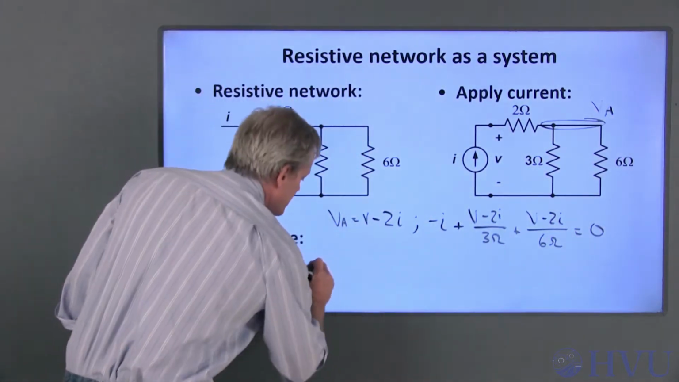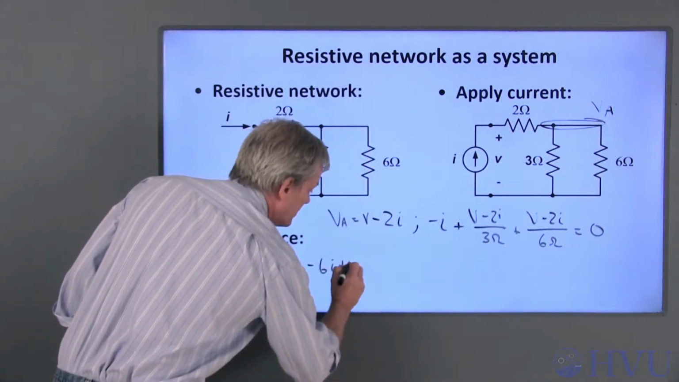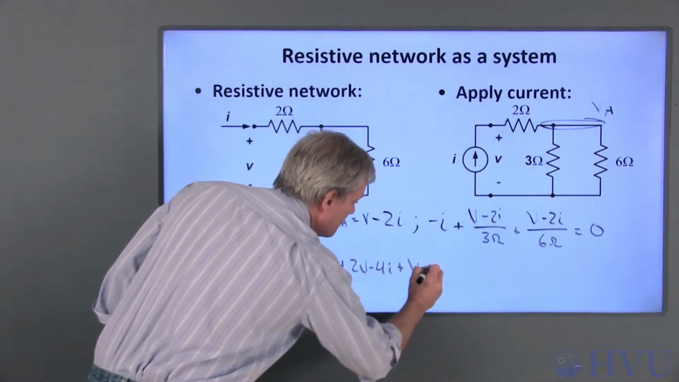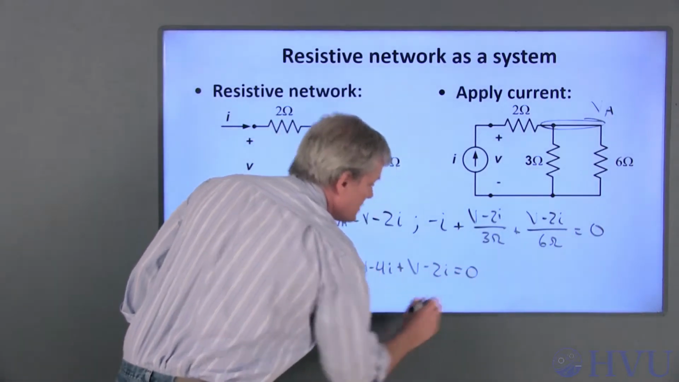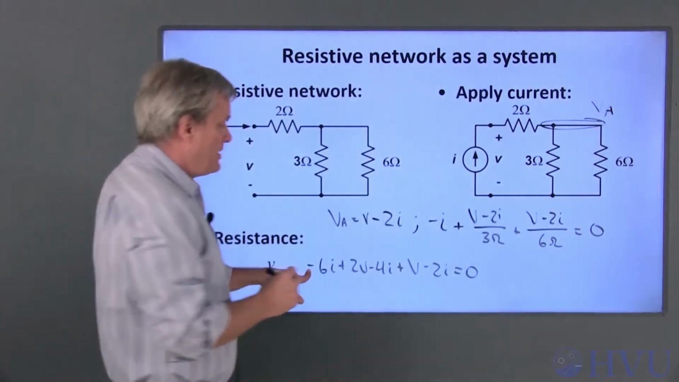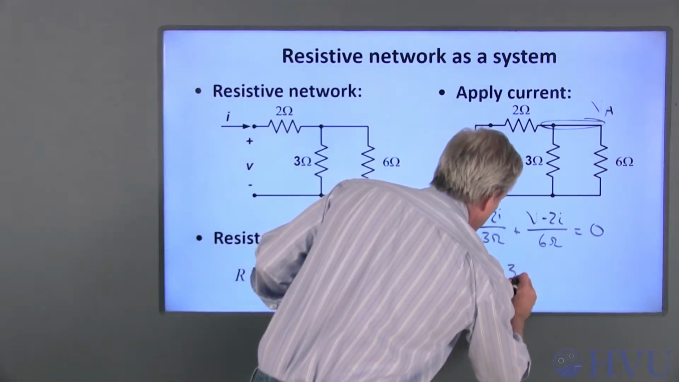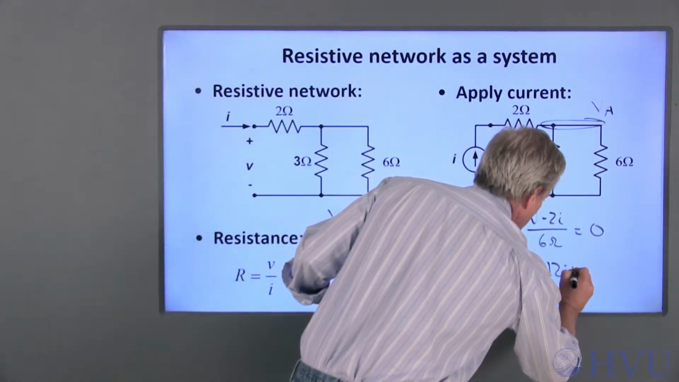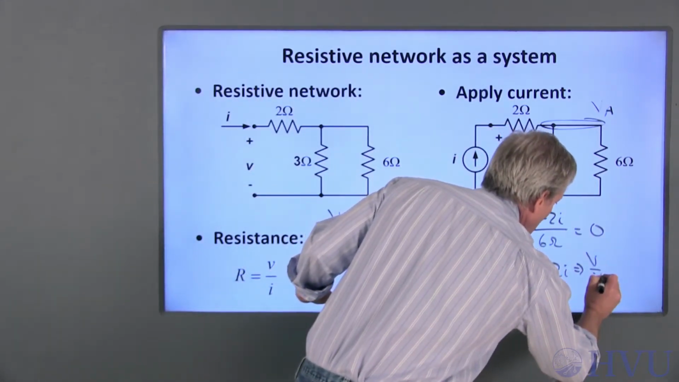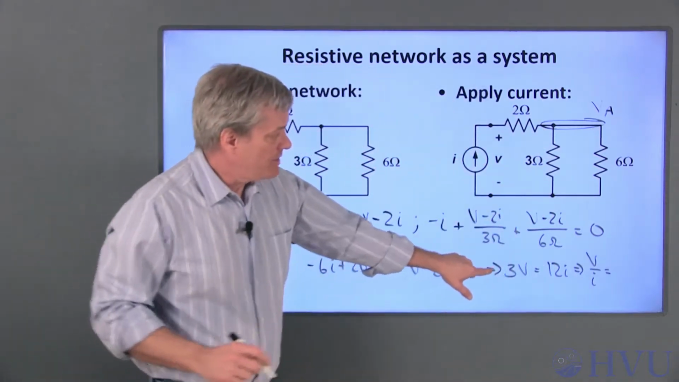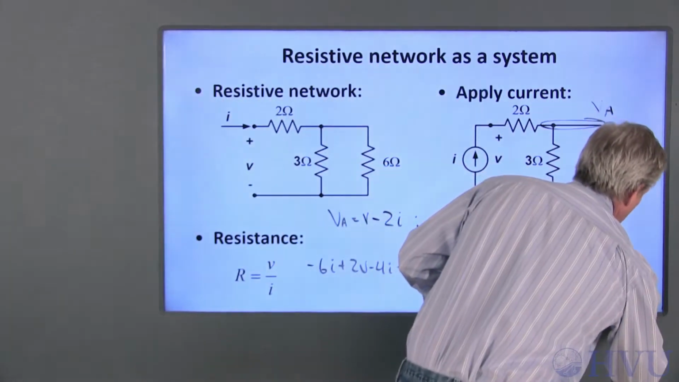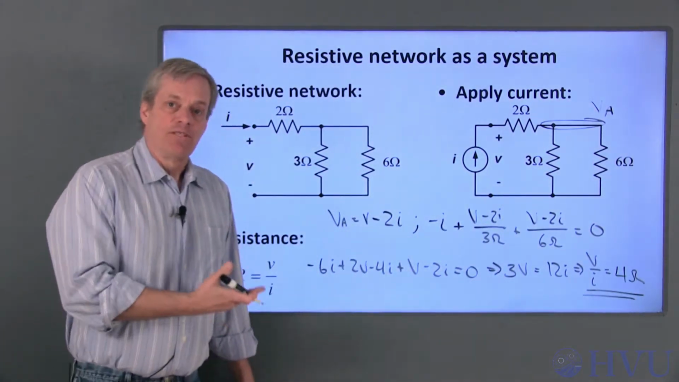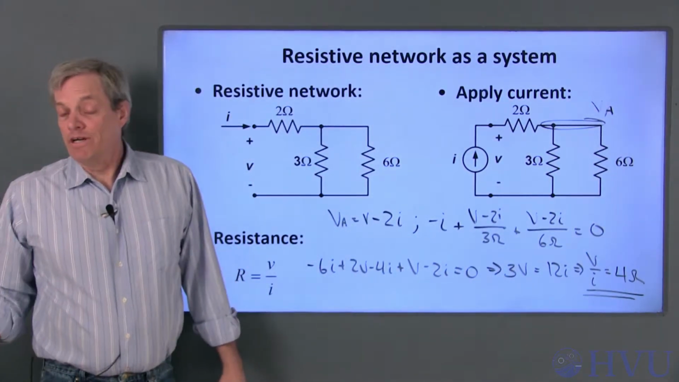Multiplying through by 6, I get minus 6I plus 2V minus 4I plus V minus 2I is equal to 0. Now if I group my terms, I find that 3V is equal to 12I, and V over I, which is the equivalent resistance, is now just 12 over 3 or 4 ohms. Once again, this gives the same result we'd expect from circuit reduction techniques.